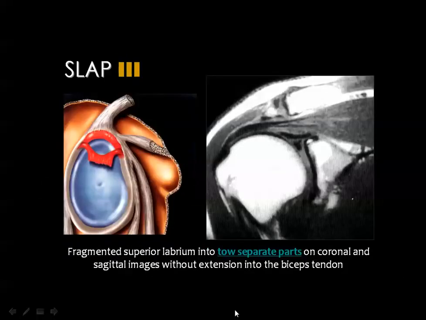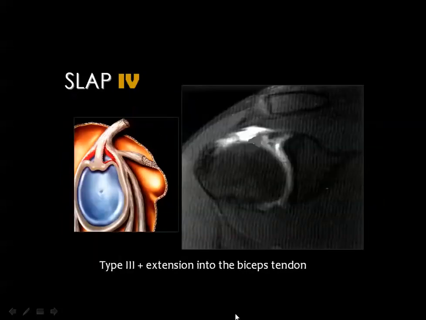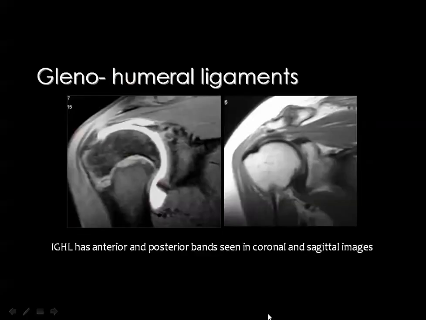Then if the labrum is now two separate parts, you can see a separate part and another part, then you consider this as slap type 3. Then this lesion where the slap type 3 will extend into the tendon of the long head of the biceps will require MR arthrogram for better diagnosis.